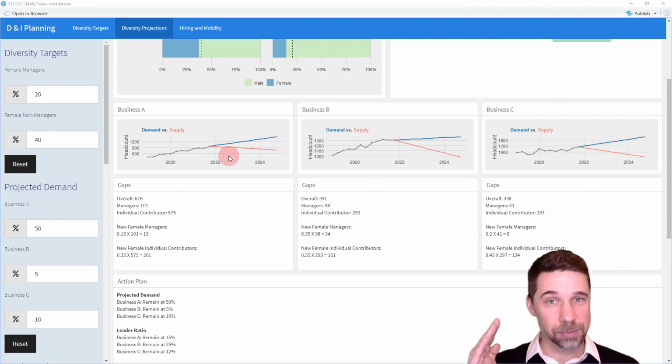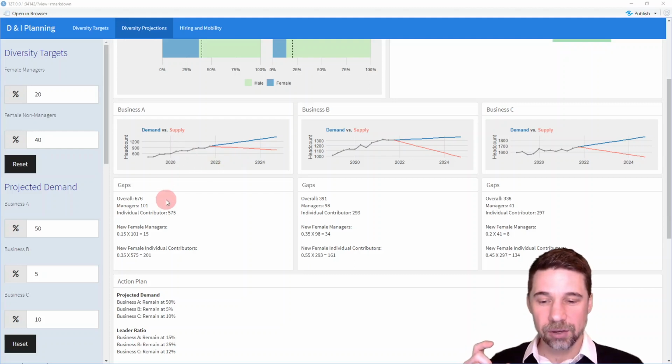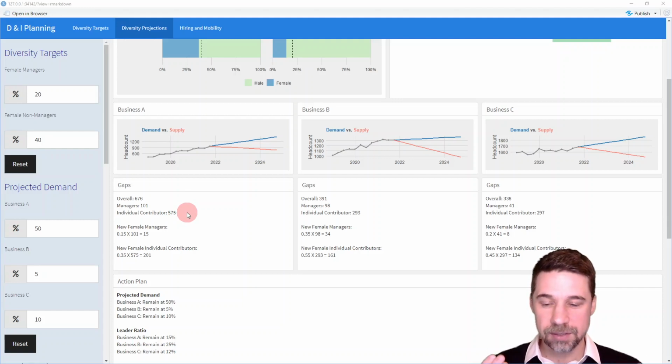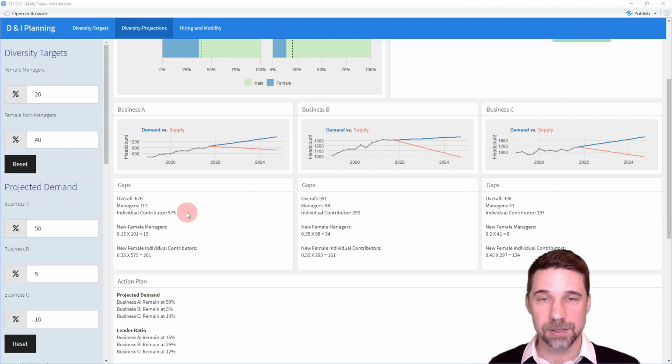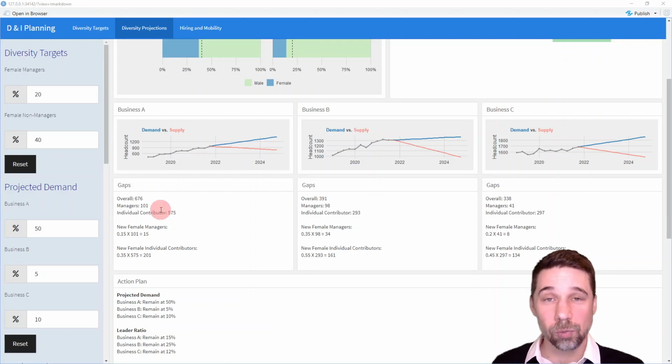So now that we have our supply and demand curves for each organization, we know our projected talent gaps for each business. So for business A, we're projected to have 676 openings, 101 for managers, and 575 for individual contributors. And we can then look and see, based on the current behavior of this business, how many of the openings are likely to be filled by female candidates. So for business A, we can see that just 15 of the 101 managerial openings are likely to be filled by female candidates.